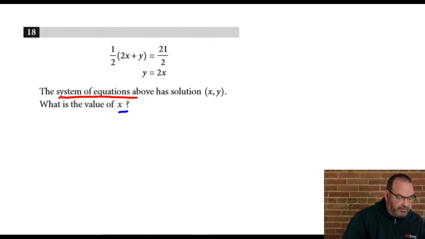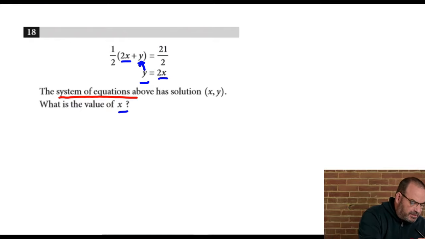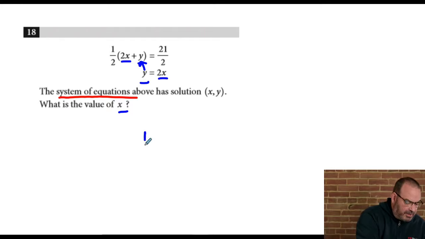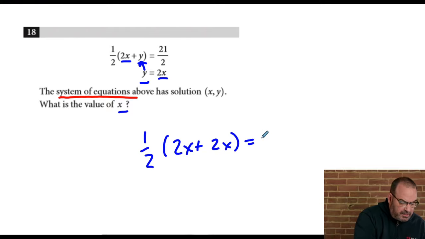What's the value of x? So they give you y is equal to 2x, and then they give you 2x plus y, 1/2, blah, blah, blah. So we're going to substitute this up here. We're going to use substitution of y for the other y, and I'm going to get 1/2 of 2x plus y, which is 2x, is equal to 21 over 2.